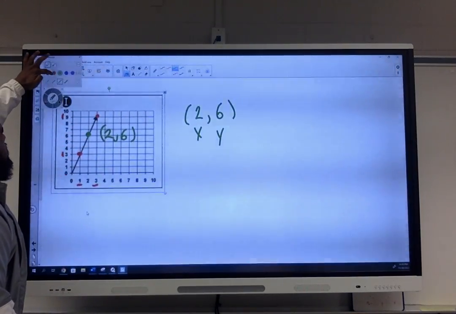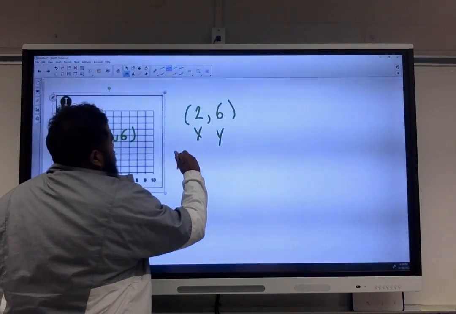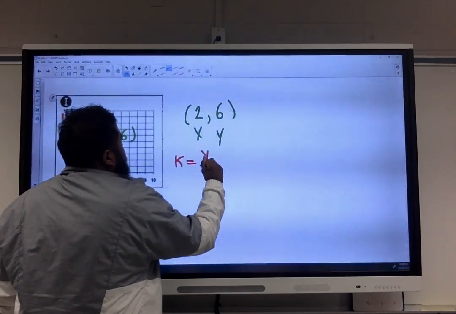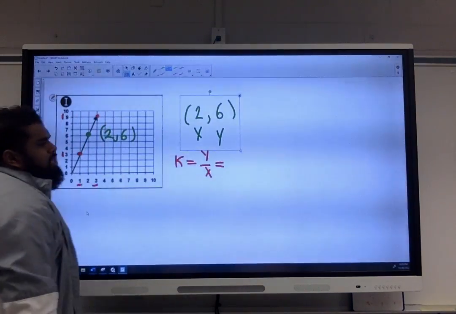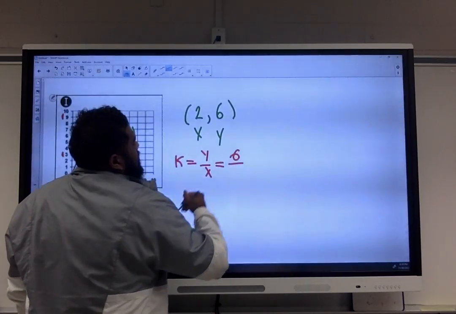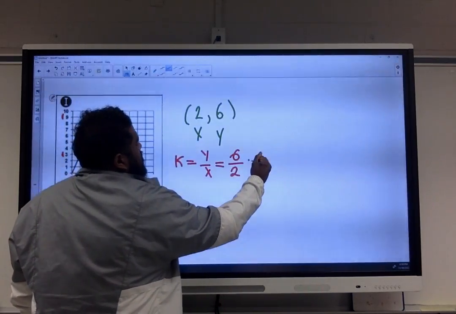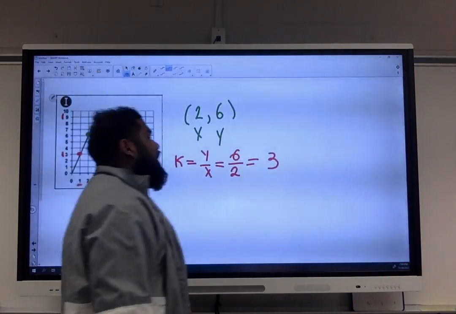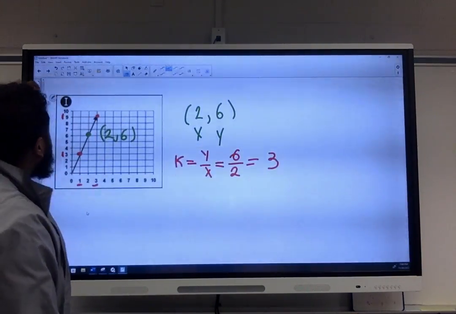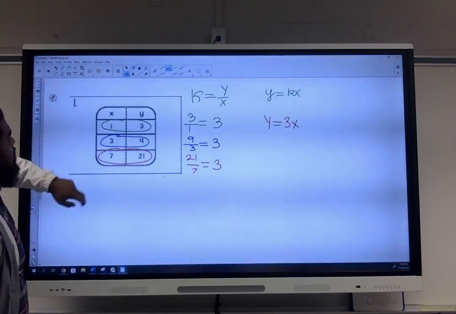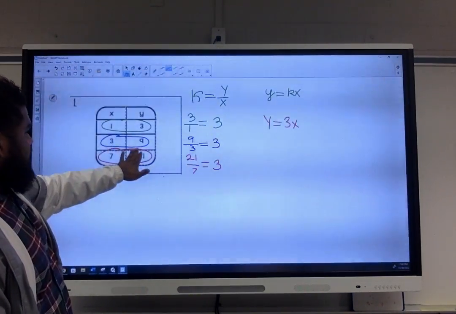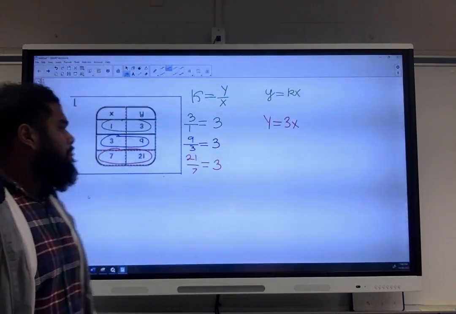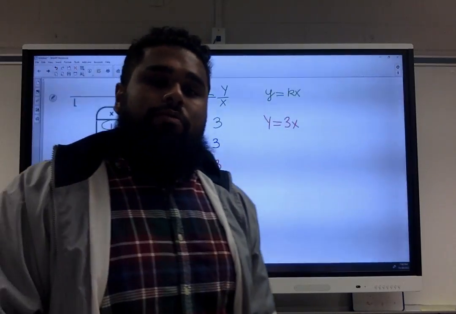So I'm going to go ahead and set up my k equals y over x. My y value is 6, so that's going to go on top. My x value is 2. 6 divided by 2, guys, is 3. So even though it wasn't involved in our table, right, because I don't see 2, 6 anywhere, they still have the same rate of proportionality. Okay? So this is what we're going to be doing for the rest of the activity.